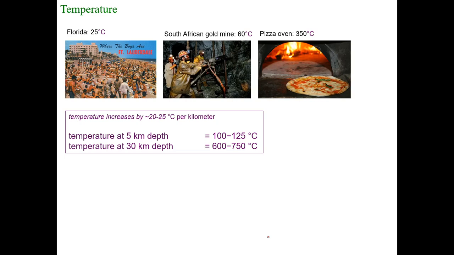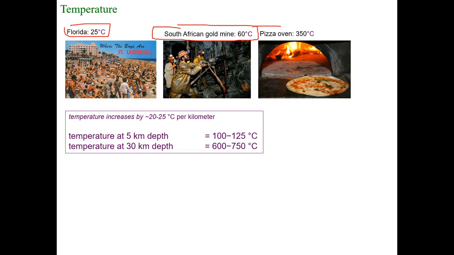So just to give you some perspective on temperatures: Florida, 25 degrees Celsius. I could have put South Texas here too. On a normal day, right now as I'm recording this, it's about 25 degrees Celsius. Inside a gold mine, you're pretty deep in the earth, maybe a kilometer down, and it's maybe 60 degrees Celsius.